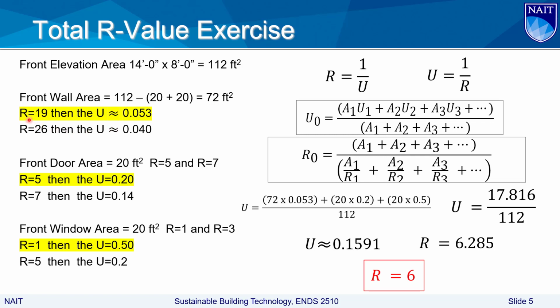For the first scenario, we'll take a look at R19. When we reverse that R19 to U value, it is almost this number. Because it is so much a fraction, I round it to the third digit after the fraction. There is a front door, which is 20 foot square. We will go with R5, and then we'll do scenario 2 for R7.